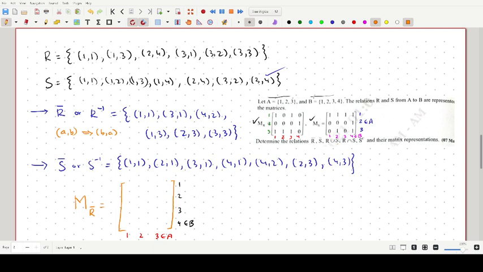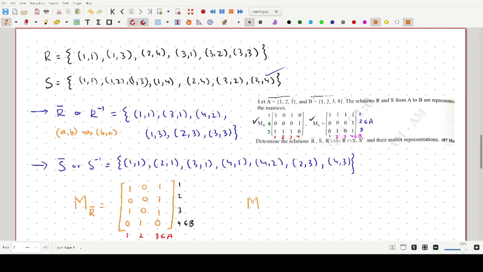Okay, now let's write down. So let's see, 1 comma 1 is there, so it is 1. 3 comma 1 would be the third row, first column, and then we have got 4 comma 2, that is fourth row, second column, and then we have got 1 3, that is first row, third column, and second row, third column, and third row, third column, right? So basically all the others would be 0, and that gives us the matrix representation of R inverse.